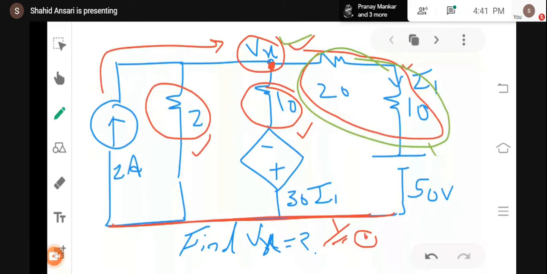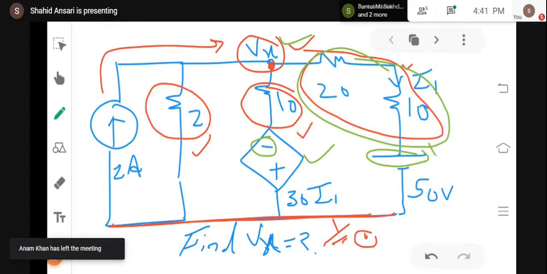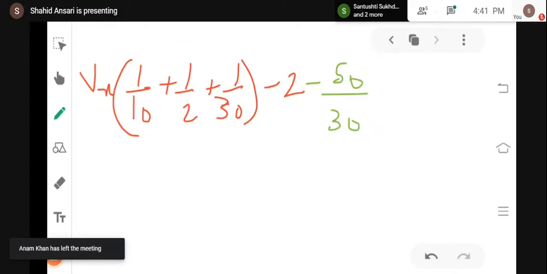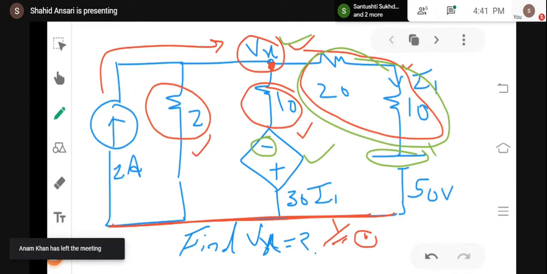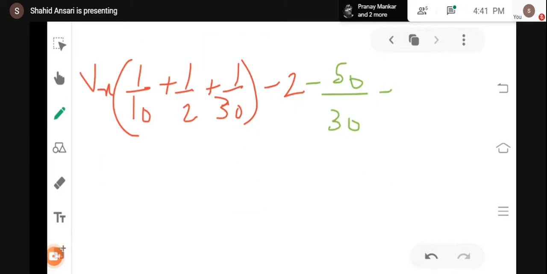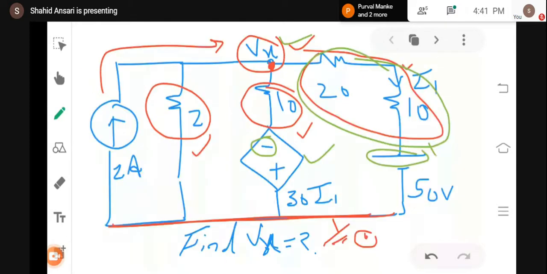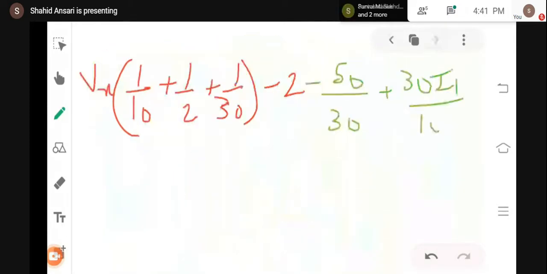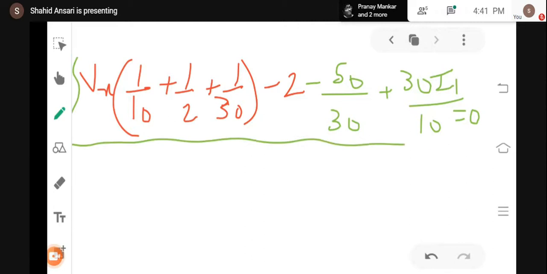Now again for this one, minus of first polarity. What is the first polarity? Here is minus. Here first polarity is plus. That's why I wrote here minus of plus 50. Now I'll have to write here minus of minus. So minus of minus 30 I1. So minus of minus 30 means this will become plus. This will be 30 I1 divided by how much? It will be 10. Now right, you can write down equal to 0. This will be your equation number 1.